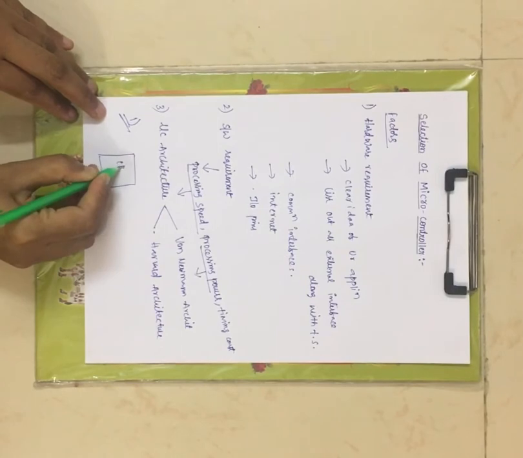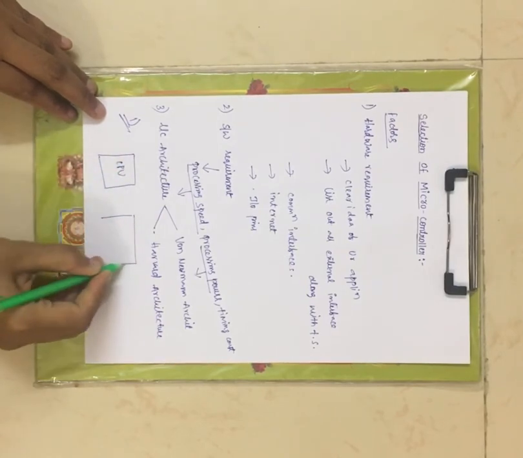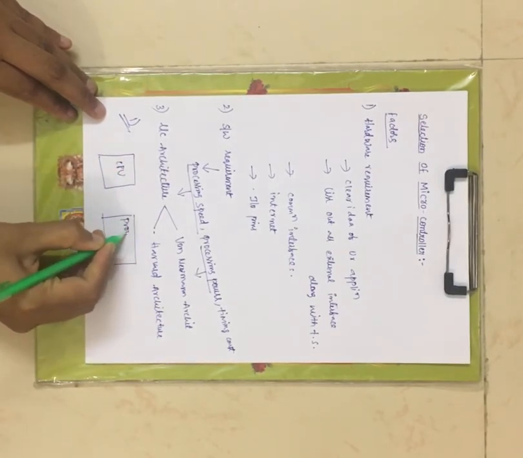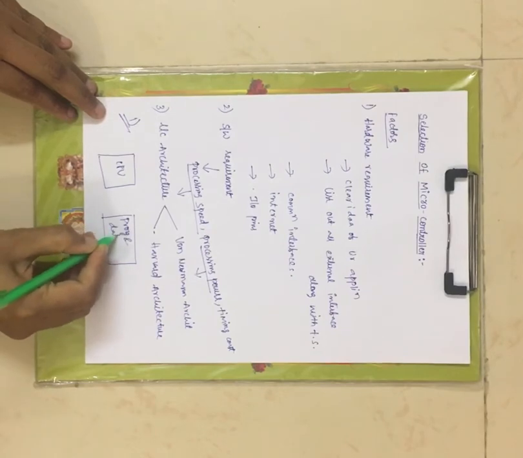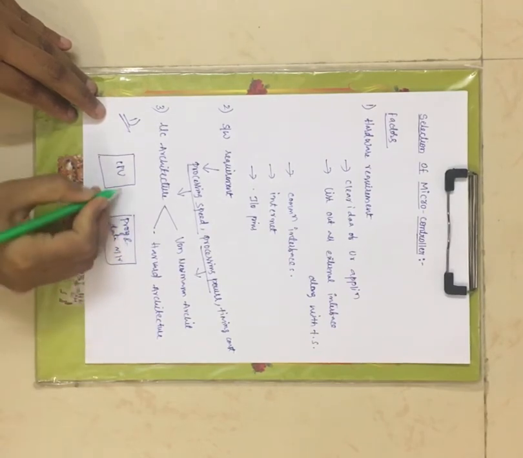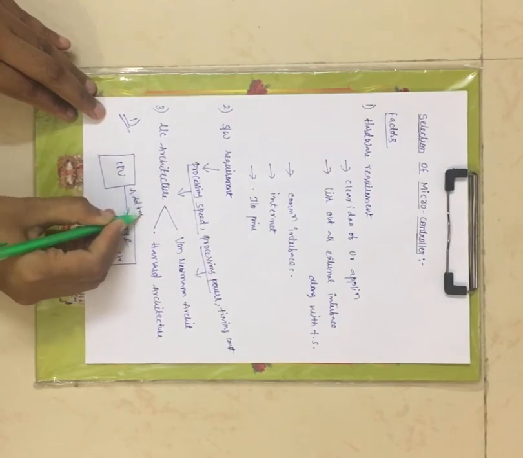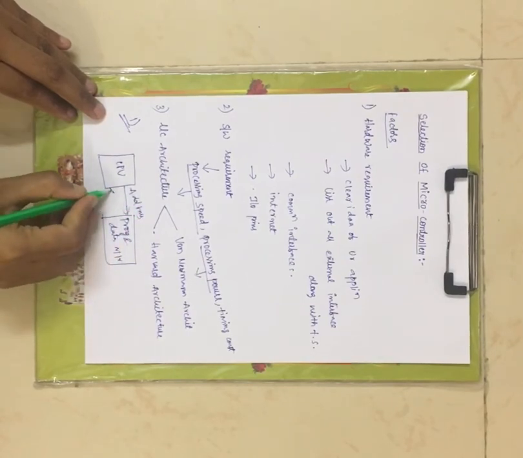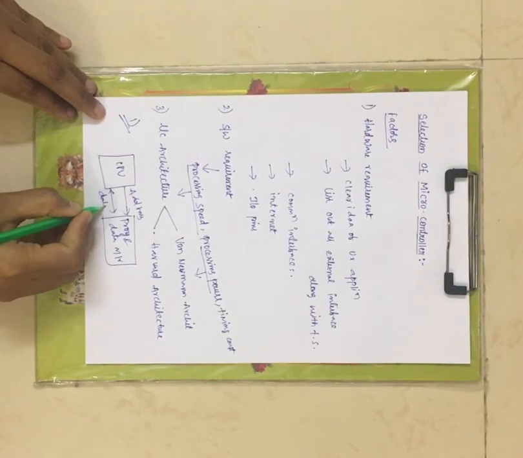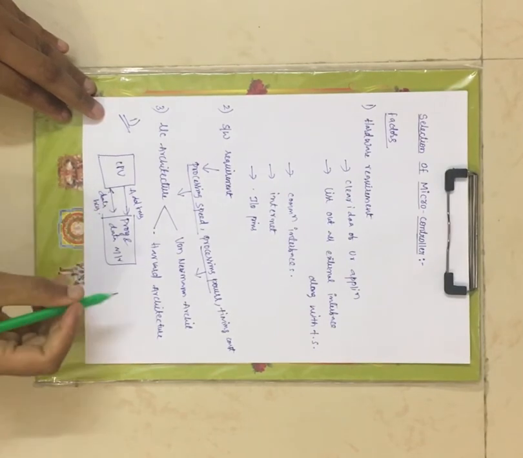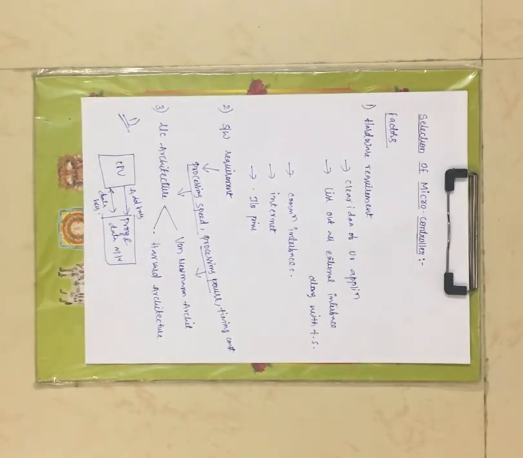Now this is your central processing unit, and here it is your program and data memory. If you see this structure, you can fetch the address by the address bus, and next you can fetch the data by the data bus. This is the structure of the first architecture, that is von Neumann architecture.